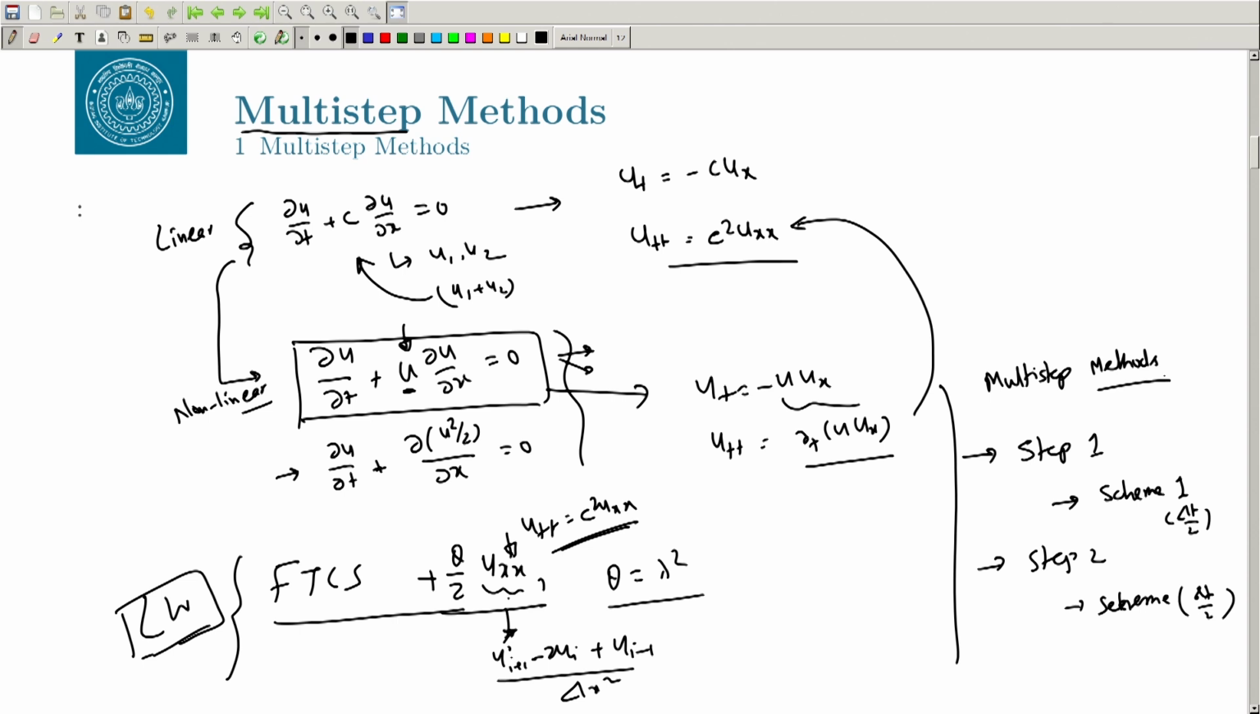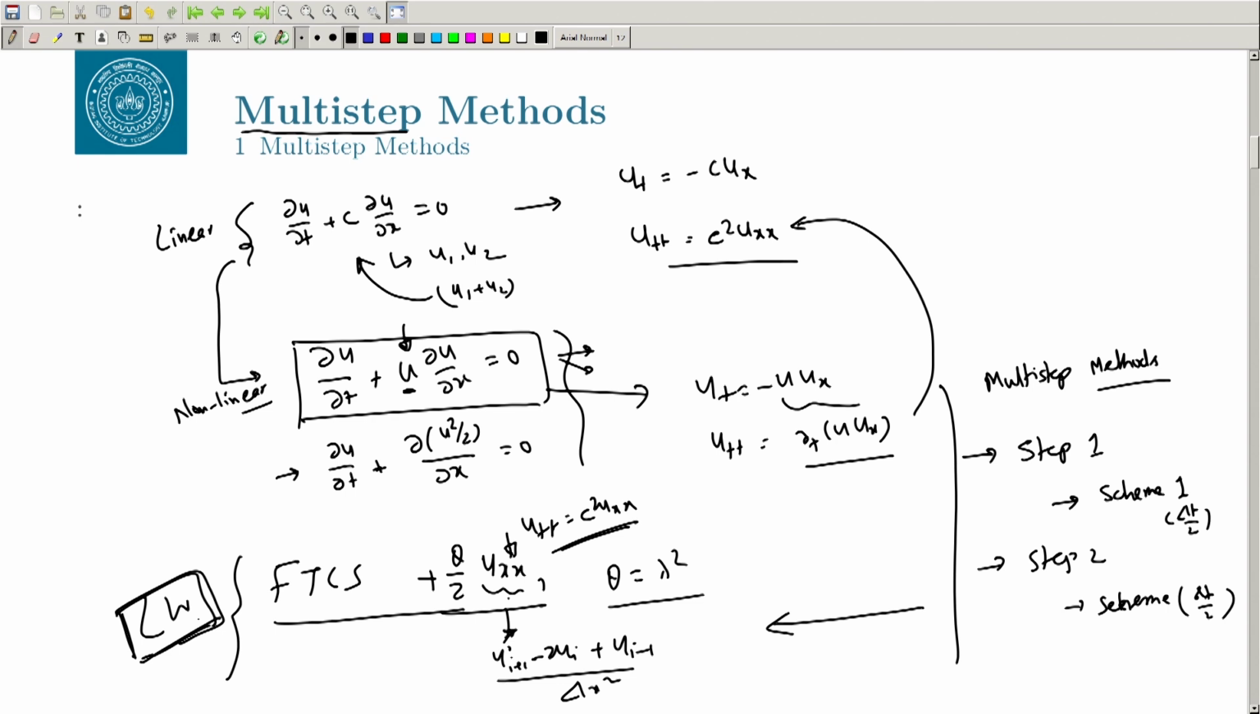Now, you can combine different schemes and get maybe one of these schemes for a linear problem, right. For the non-linear problem it will be very different, but for the linear problem you can, let us say, go back to the Lax-Wendroff scheme, and I will give you some examples today.